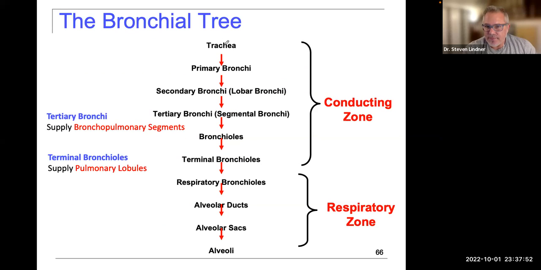So to review the conducting zone, you've got the trachea, which divides into primary bronchi, secondary bronchi, tertiary bronchi, bronchioles, and will end at the terminal bronchioles. That's the end of the conducting zone. The terminal bronchioles give rise to the respiratory bronchioles, which is really the first part of the respiratory zone. The respiratory bronchioles will be leading into the alveolar ducts, and those ducts open up into an alveolar sac, and then the alveolar sac into the alveoli.